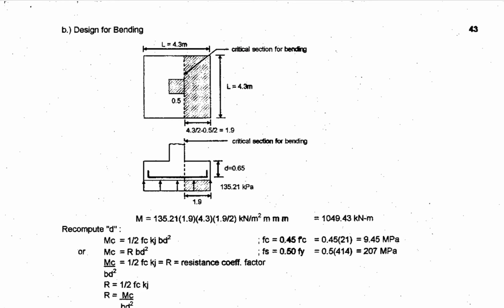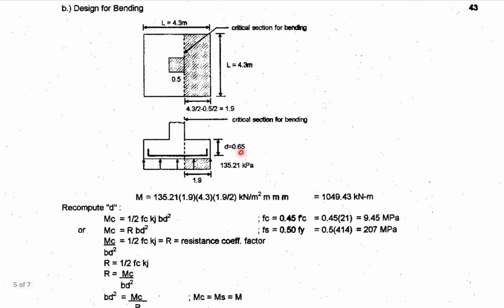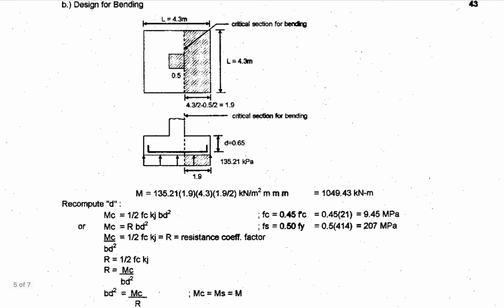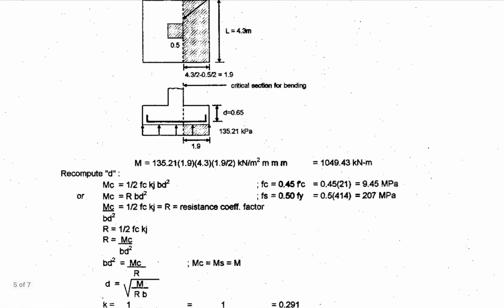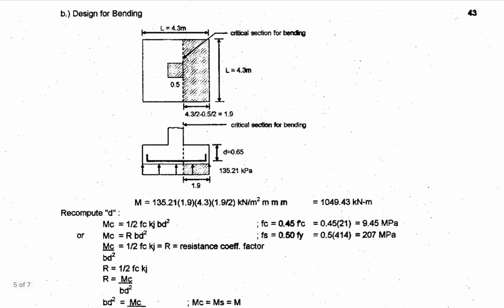And then you have the assumed D, that is 0.65, and then your soil pressure is 135.21. So you will solve for the moment. To solve for the moment, you have the soil pressure, that is 135.21, multiplied by 1.9, and then multiplied by 4.3, and then multiplied by 1.9 divided by 2. So therefore, you have your moment equivalent to 1049.43.